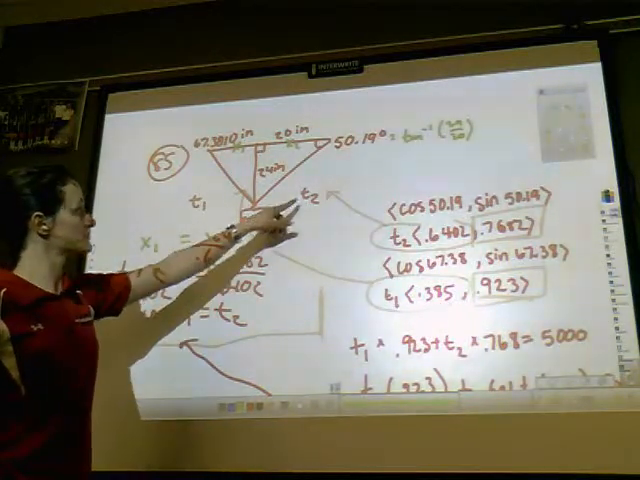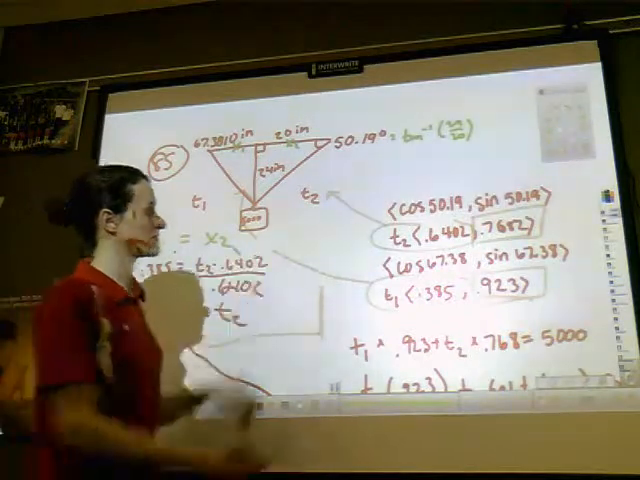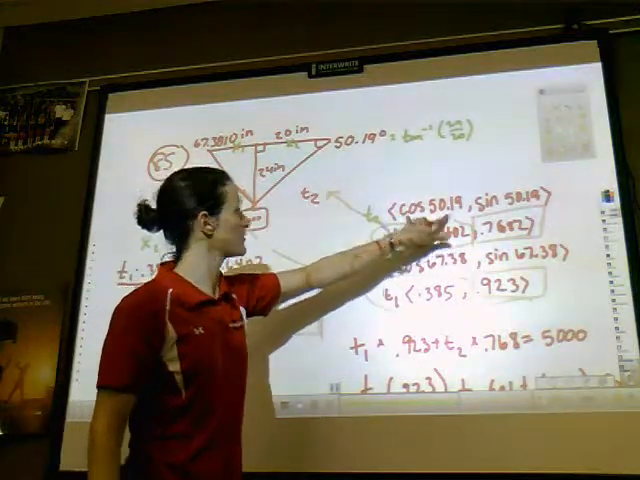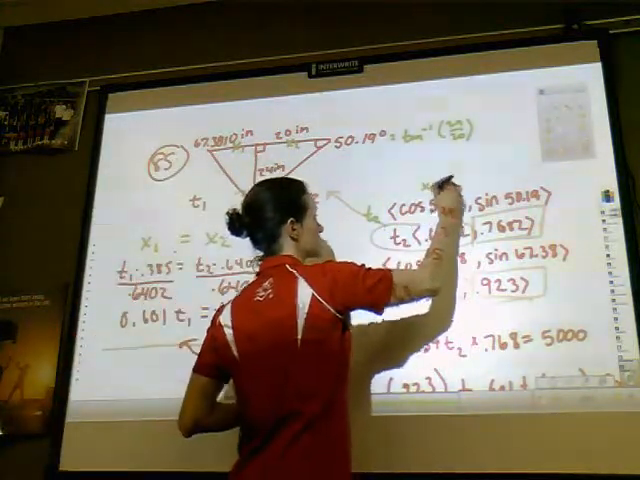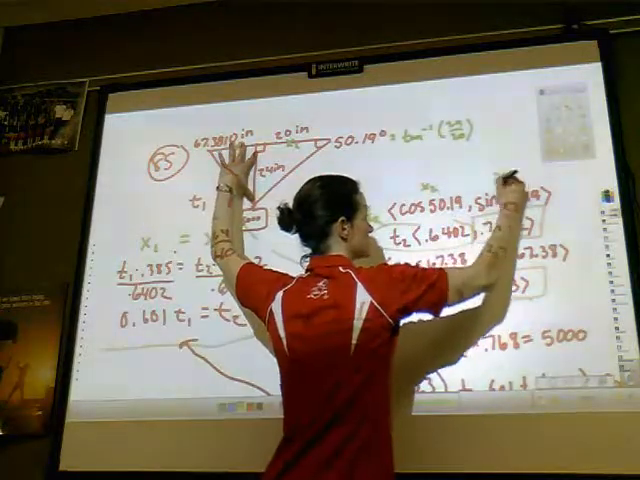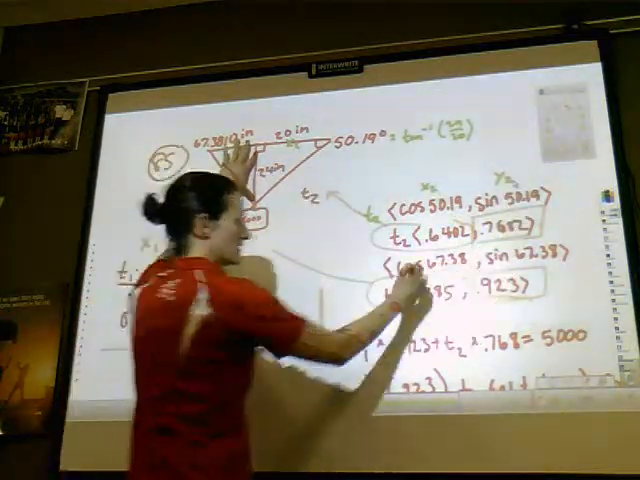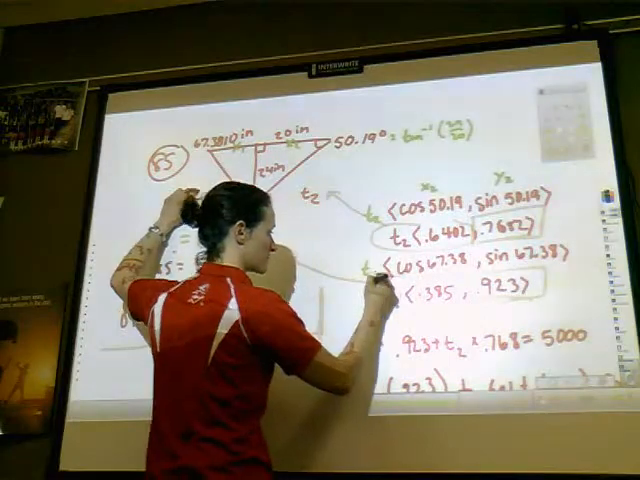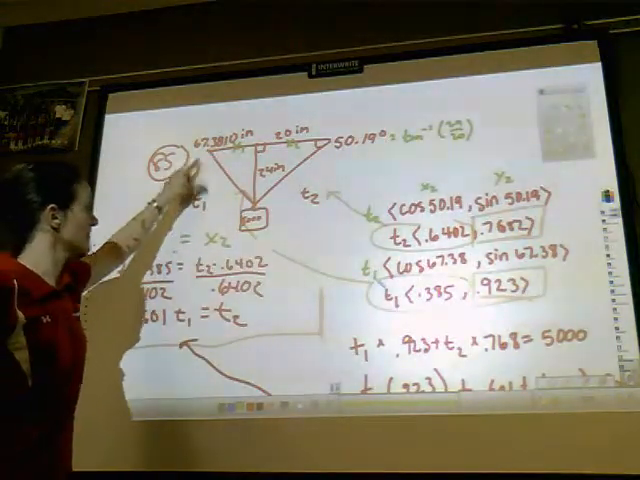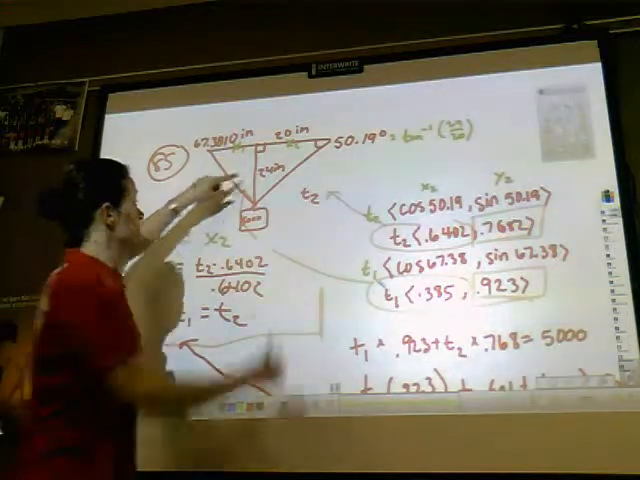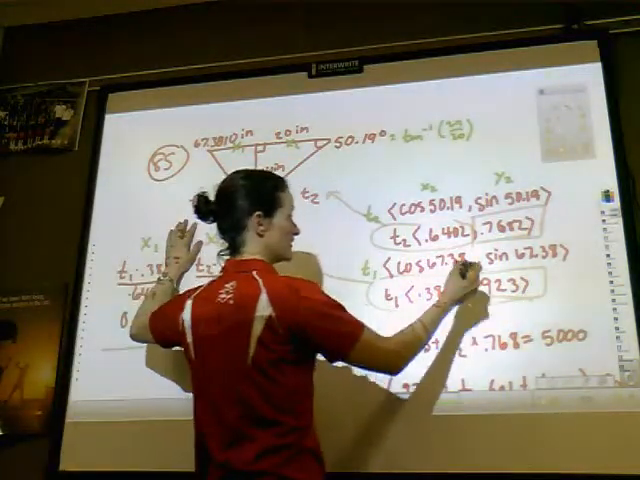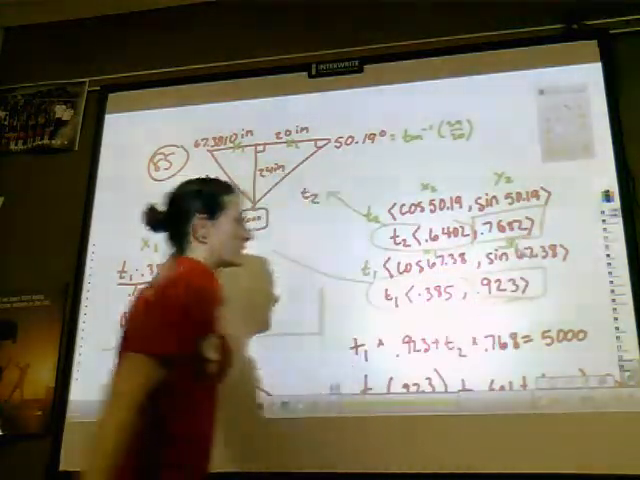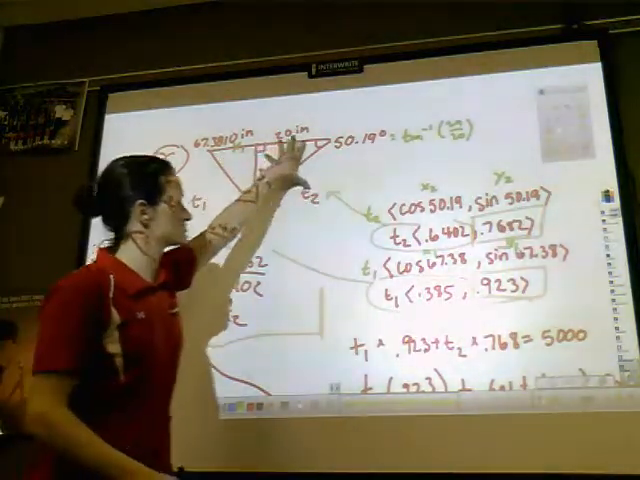Okay, so in simplest form, I just took my component form of a vector, and to find T2, I took the cosine of 50.19 to get the x2. This is my x2, and then this is my y2. So I took the sine of 50.19. And then for tension vector number 1, I took the cosine of 67.38 for x1, and sine for y1. Okay, so x1 and y1. This is triangle 1, this is triangle 2.